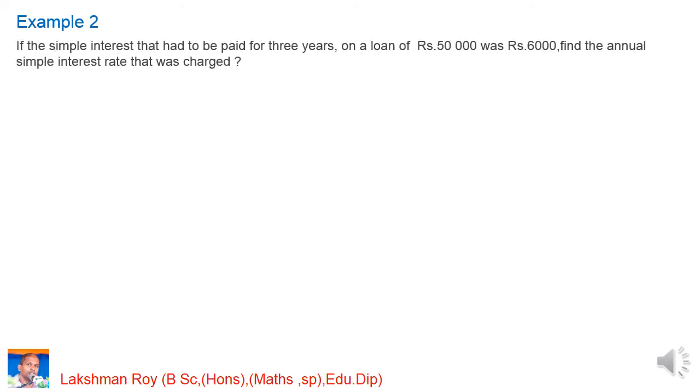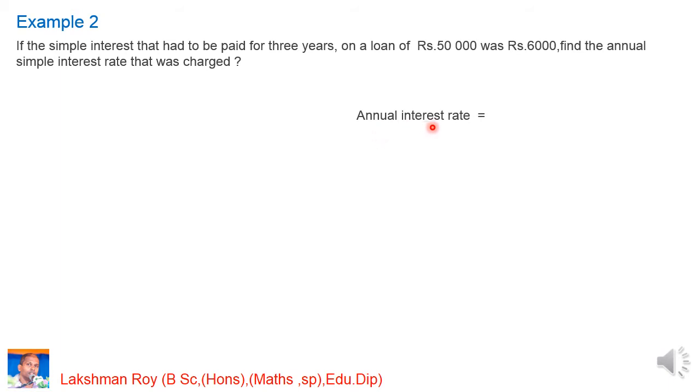Okay, now move to another example, students. Second example, you can see here: if the simple interest that had to be paid for 3 years on a loan of 50,000 rupees was 6,000 rupees, I want to find the annual simple interest rate that was charged. Here they have given the loan amount, that is 15,000. The interest for 3 years is 6,000. So I want to find the interest rate. Let's see.